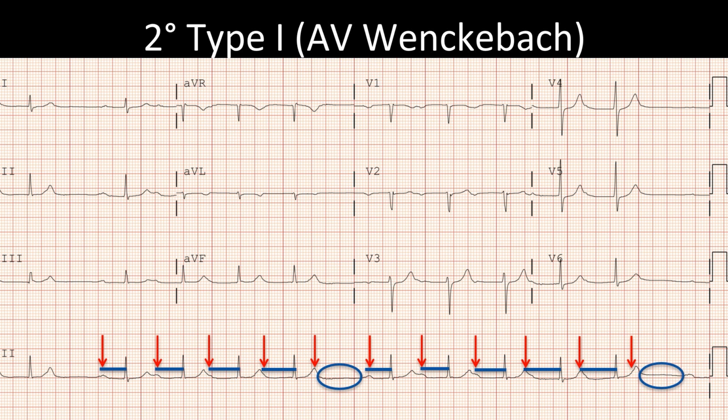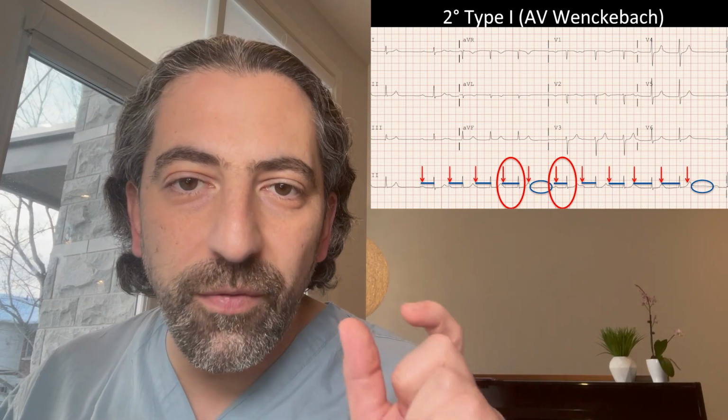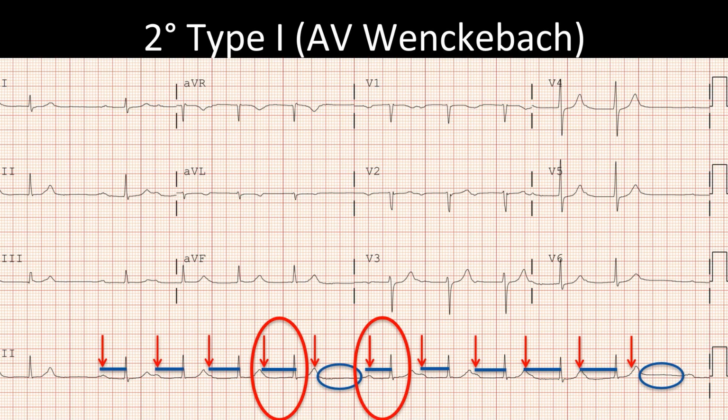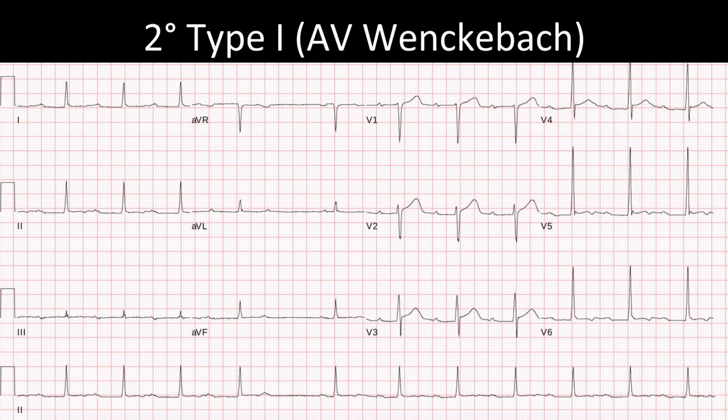What's easier is to measure the first PR interval and compare it to the last PR interval. In other words, if you look at the PR interval before the blocked beat and compare it to the PR interval after the blocked beat, you see that the PR interval before the blocked beat is quite long, and the PR interval after the blocked beat is much shorter, and that's visually easier to compare and easier to diagnose.